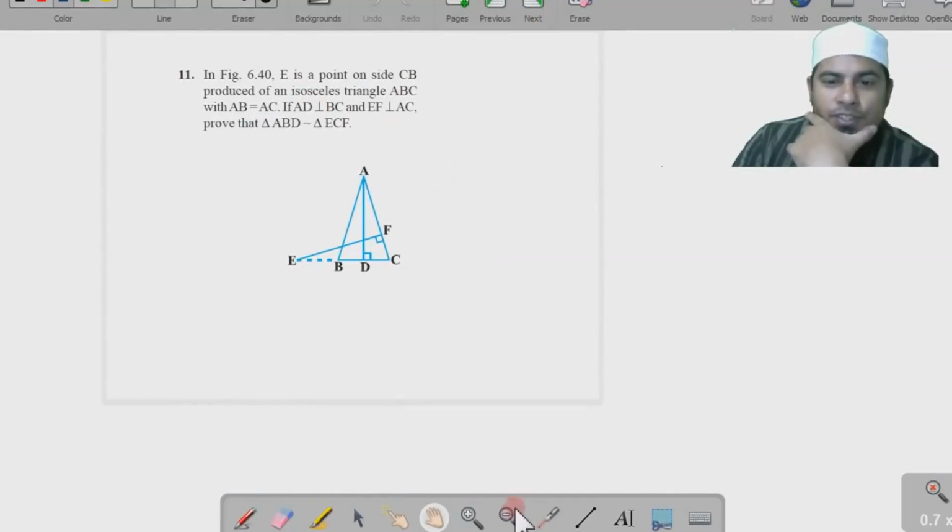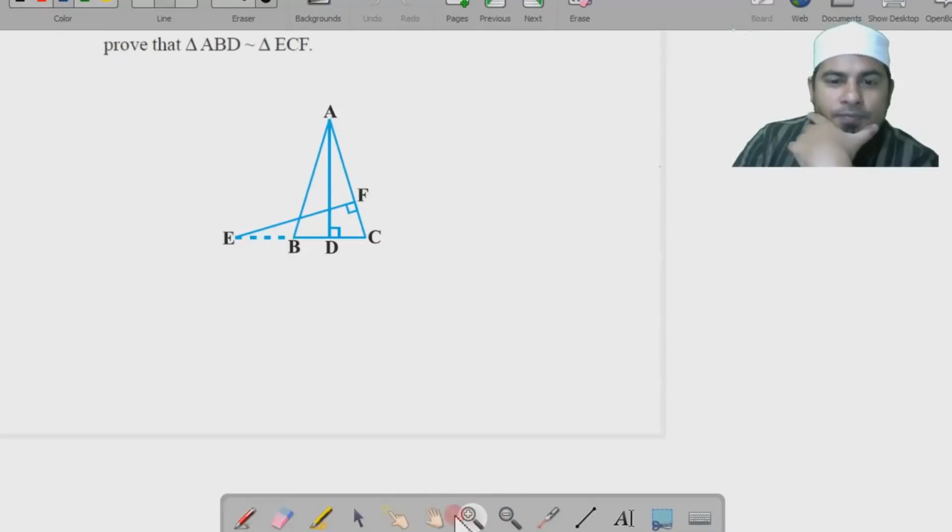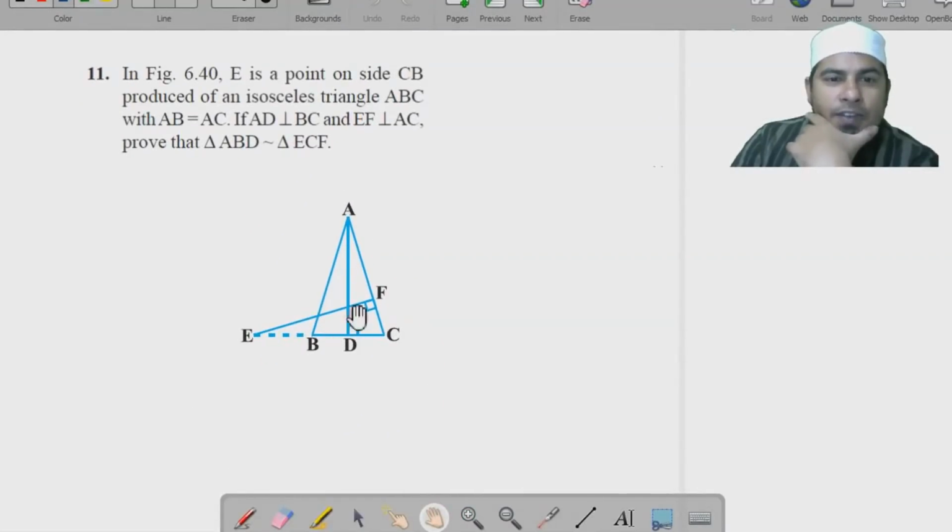Here is a question. Let us increase the size. In this figure, E is a point on side CB produced of an isosceles triangle ABC with AB equal to AC. If AD is perpendicular to BC, and EF is perpendicular to AC, prove that triangle ABD and triangle ECF are similar. In order to prove this, how can we prove?